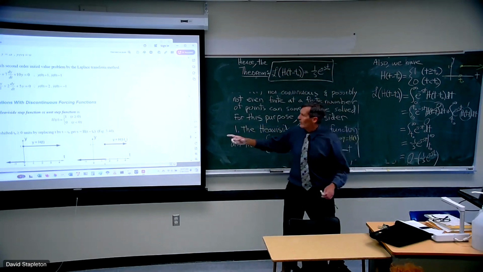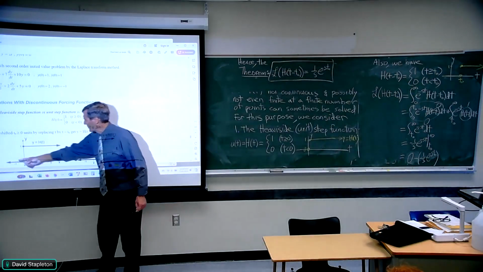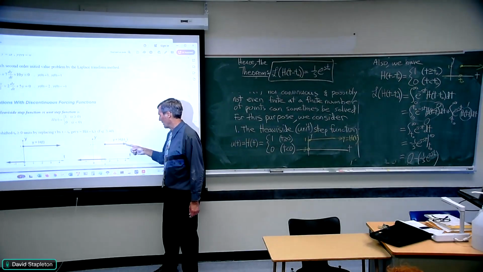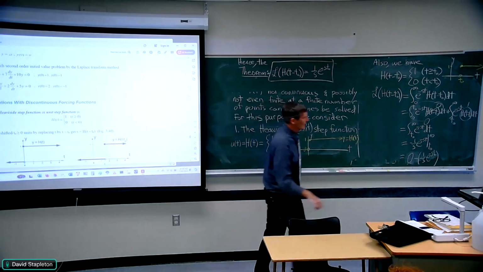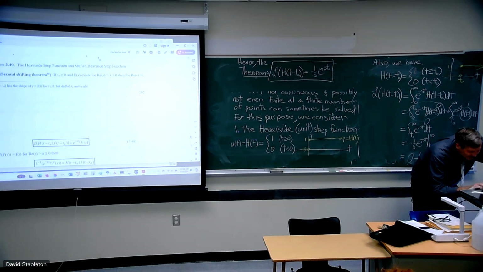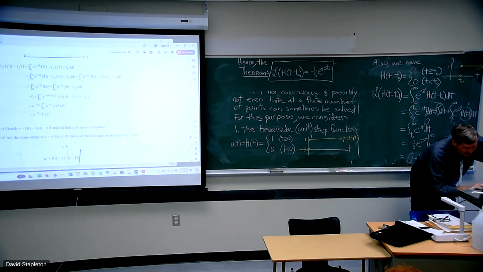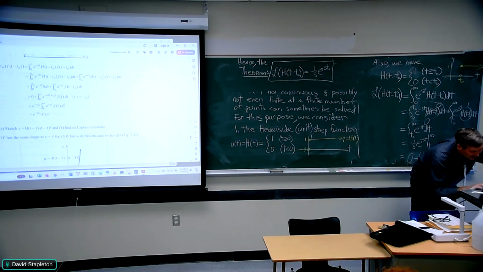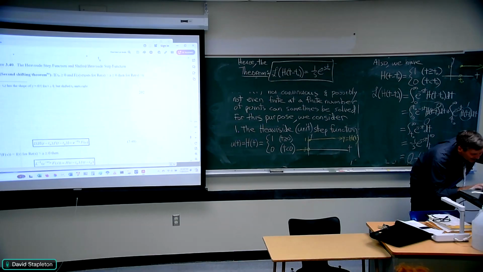Here's my picture on the board here again. Here's h of t, a unit jump at t equals 0. This is probably better I can draw. Here's h of t minus t naught, shifted over t naught units. We call this the second shifting theorem. I should have written that up there. And there's the theorem.